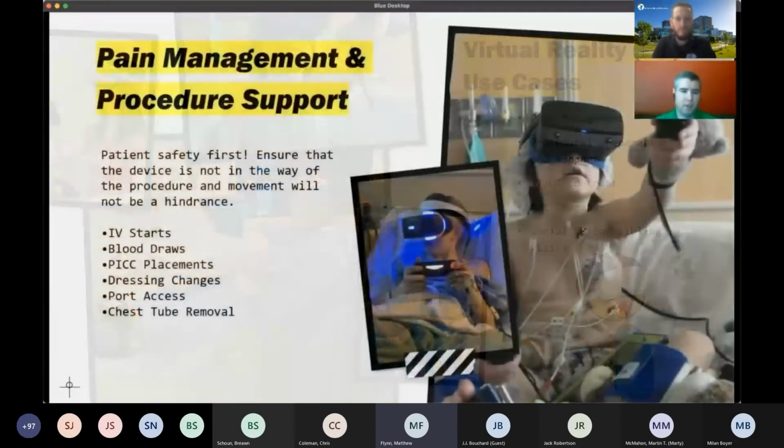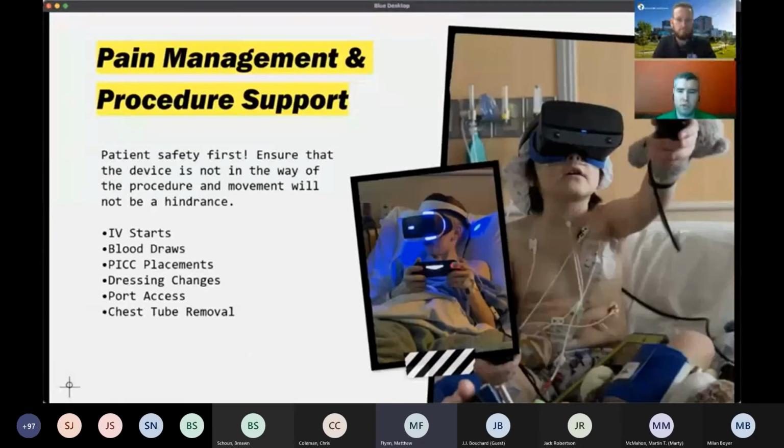When utilizing VR during procedural support, you want to make sure that it is being used safely. I have successfully used VR to support IV placements, blood draws, PICC line placements, dressing changes, port access, and chest tube removals, just to name a few. My general guideline is that so long as the device is not physically in the way of the procedure and the movement required to play the game is not a hindrance, it can be used.